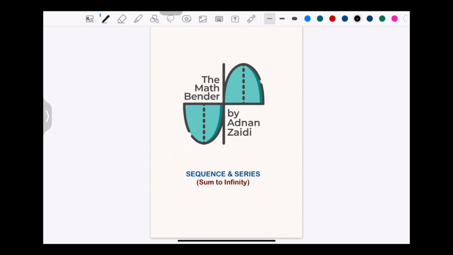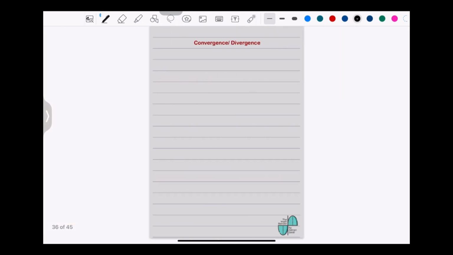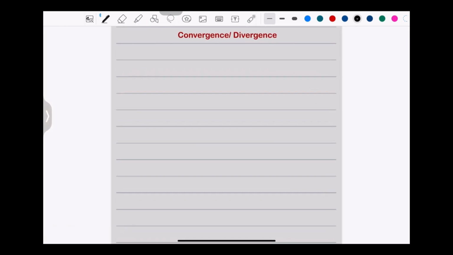In this section we'll discuss sequences and series and an extension of it which leads to sum to infinity. So before seeing what sum to infinity is, we need to have a quick idea of what we mean by convergence or divergence. So far we have done arithmetic progression or arithmetic series.